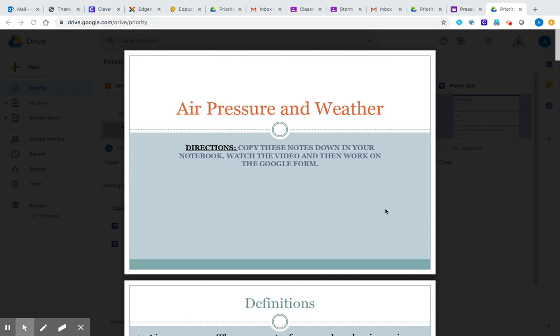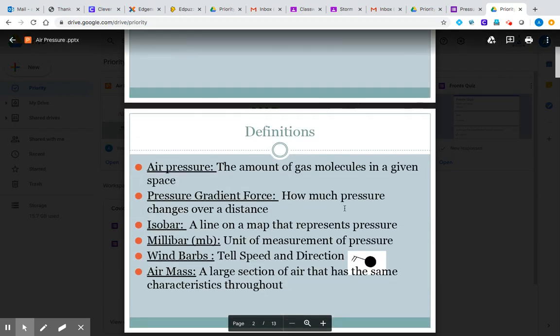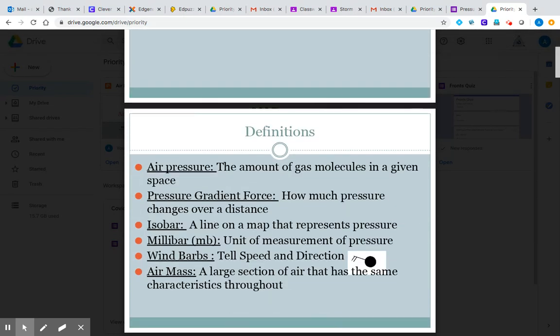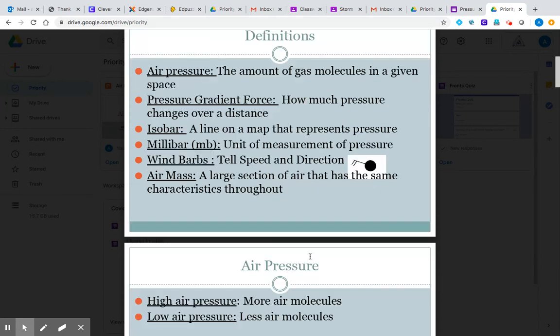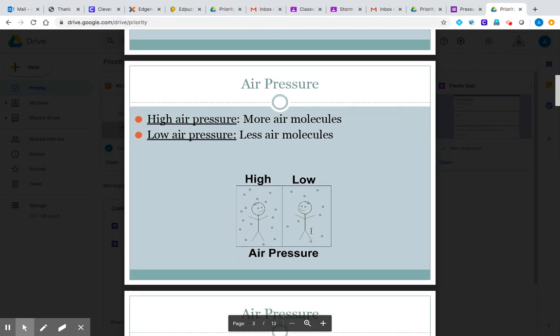I'm going to go over these notes that you all should have taken down in your notebook. I'm going to skip over the definitions. You should have them written down because we'll refer to them throughout the PowerPoint. And I'm going to start right here with air pressure.